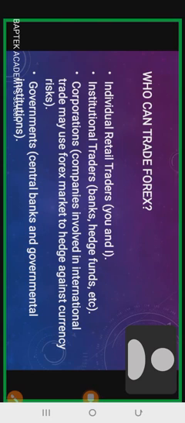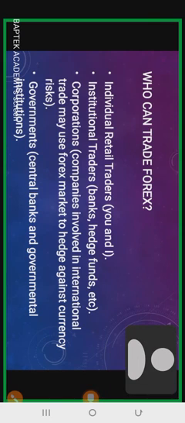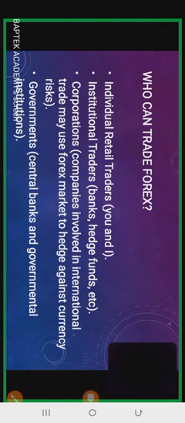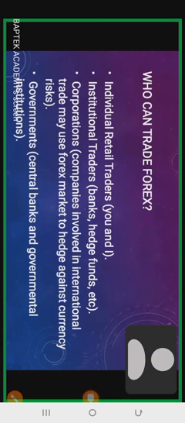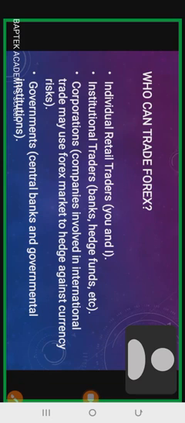So the next thing we're looking at is who can trade forex. Now the forex market is open for individual retail traders. First of all, individual retail traders, that's you and I. Anyone can trade forex. Then institutional traders, that refers to banks, hedge funds, etc. They also trade the forex market. Then we have corporations, like companies involved in international trade. They may use the forex market to hedge against currency risk. Then the next is the government. The governments also trade the forex market, like the central banks and governmental institutions. So when it comes to individual traders, anyone can actually trade the forex market.